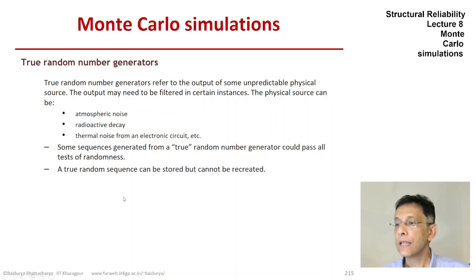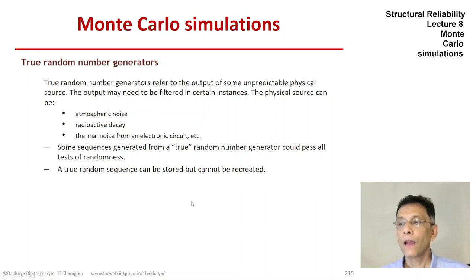The problem is that a true random sequence can be stored for future use, but it cannot be recreated. And for our purpose in engineering, we would need to be able to reproduce a random sequence for verification or for use by a peer or a colleague, which is different from the needs of cryptography, for example, where you would not like this sequence to be recreated easily.